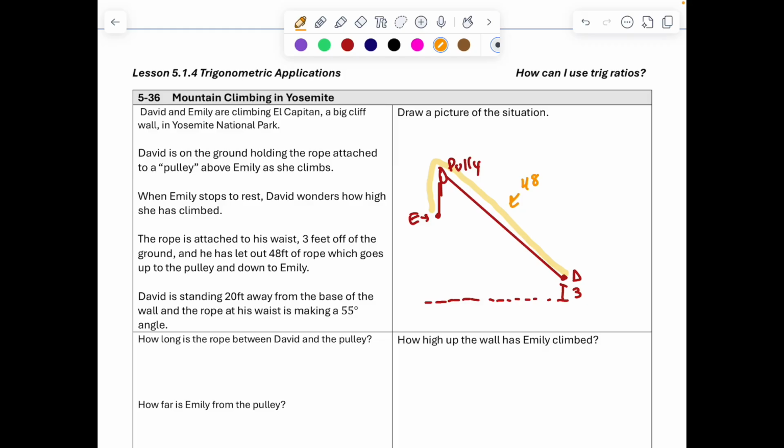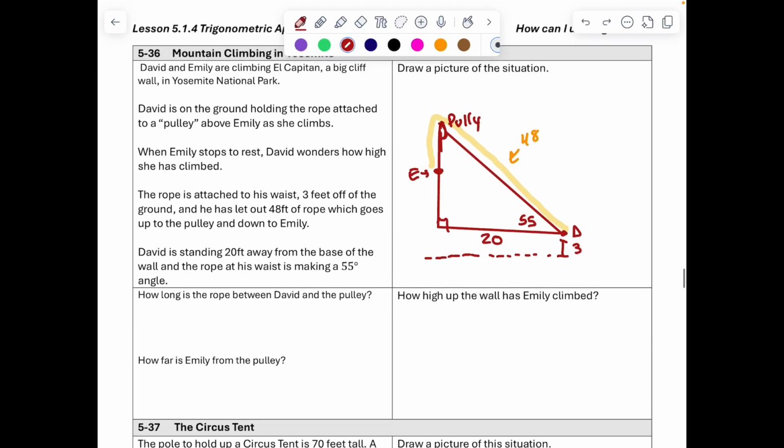And David is standing 20 feet away from the base of the wall. So that's 20 feet. And this is the rest of the wall here. And the rope at his waist is making a 55-degree angle. So we don't know how far up the base of this wall Emily is. So that's why I just put that there. But the pulley's up here, David's over here. And that's the information we have right now.